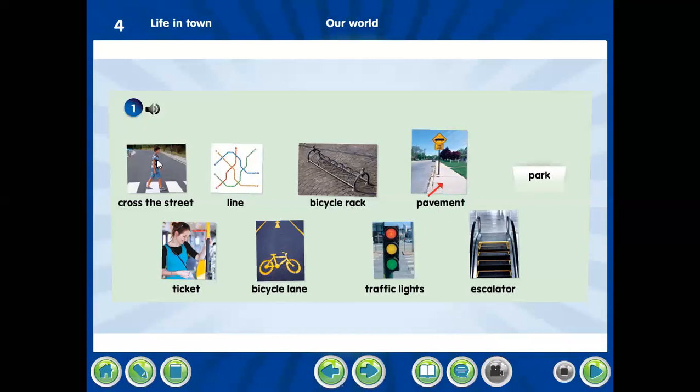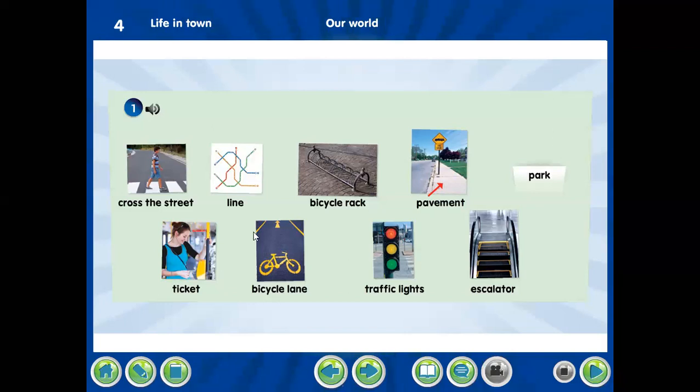Good, everybody please repeat one more time. Open your microphones, repeat. Bicycle. Bicycle. Bicycle. Payment.